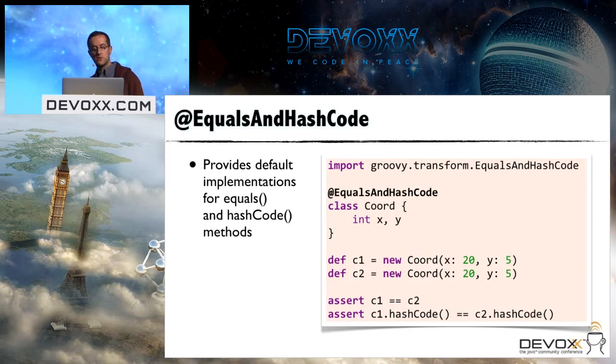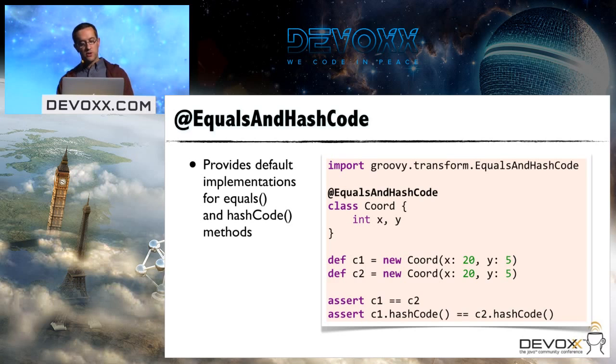Equals and hashcode. If you want to implement equals and hashcode, that's a bit of work. So here I have a coordinate class that I annotate with equals and hashcode. I create two coordinates with the same x and y values, and then I can assert that both values are the same, that's the same coordinates, and that the hashcode values are also the same.